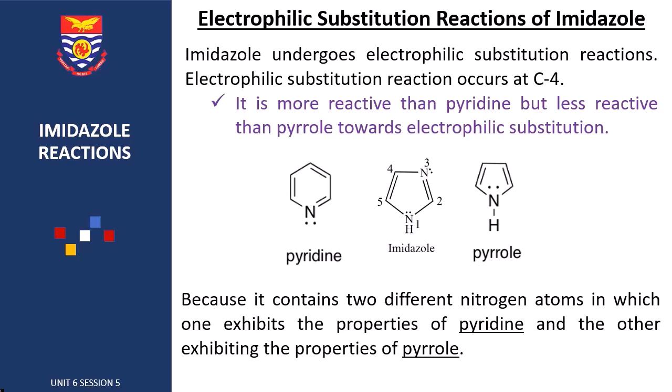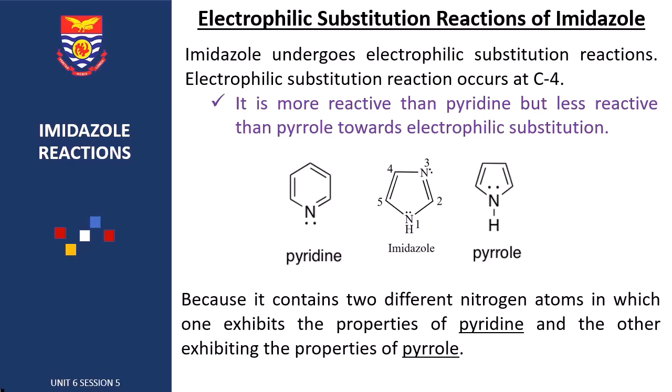Now, if you want to look at the electrophilic substitution reaction of imidazole, imidazole undergoes electrophilic substitution reactions at carbon number 4. It is more reactive than pyridine, but less reactive than pyrrole towards electrophilic substitution reaction. So our imidazole is more reactive than pyridine. Please take note of that, if you are referring to electrophilic substitution reaction. In electrophilic substitution, imidazole is more reactive than pyridine, right?